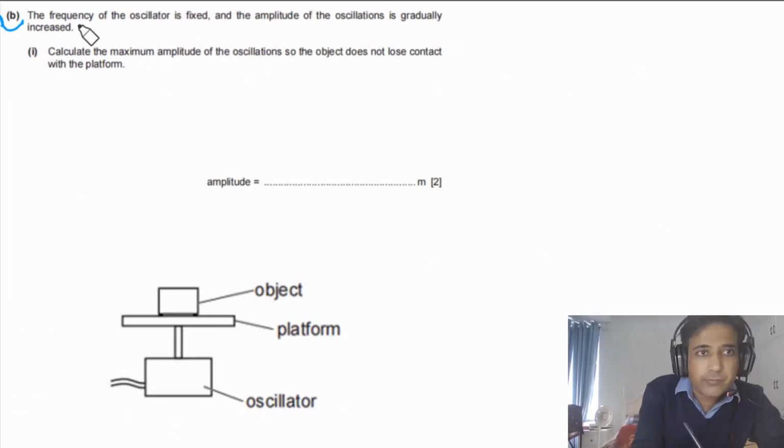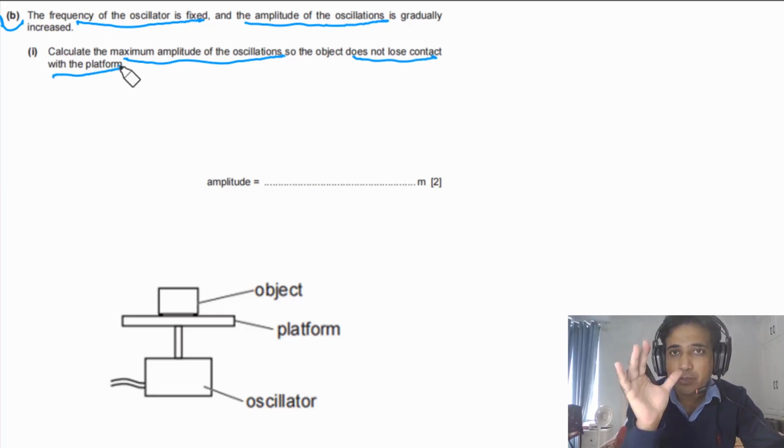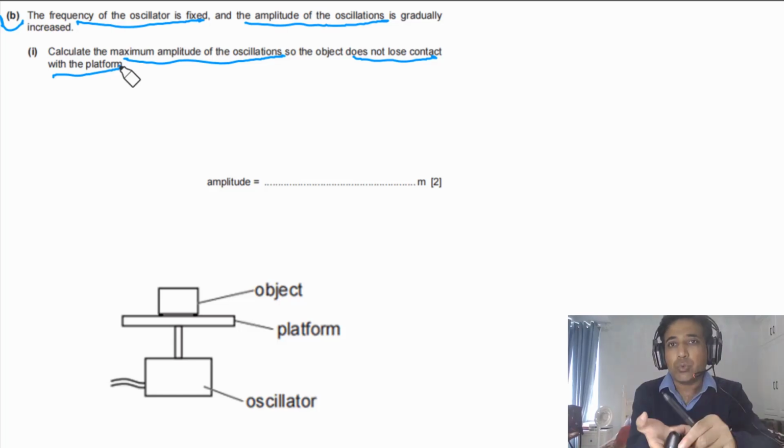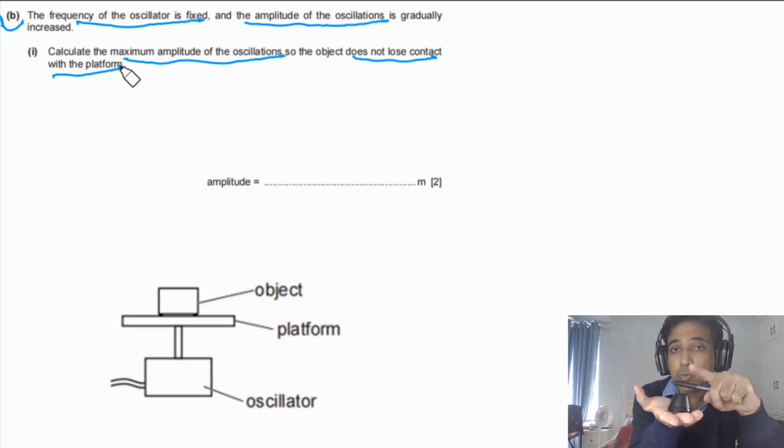Part B says the frequency of the oscillator is fixed and the amplitude of the oscillations is gradually increased. Calculate the maximum amplitude of the oscillation so the object does not lose contact with the platform. So in order to answer this question, we need to understand there are two kinds of accelerations. One is acceleration due to gravity, that is the maximum acceleration of this object, meaning maximum downward acceleration of this object is equal to g.